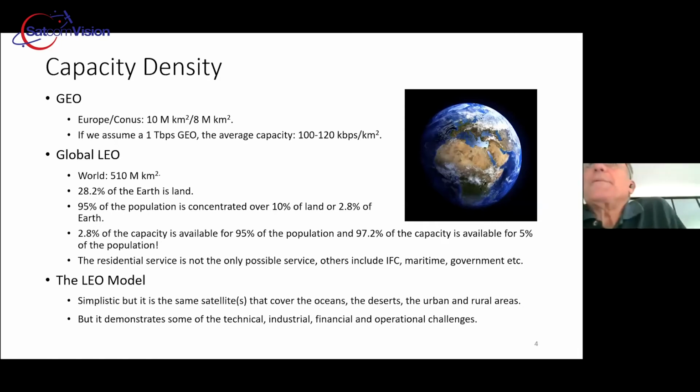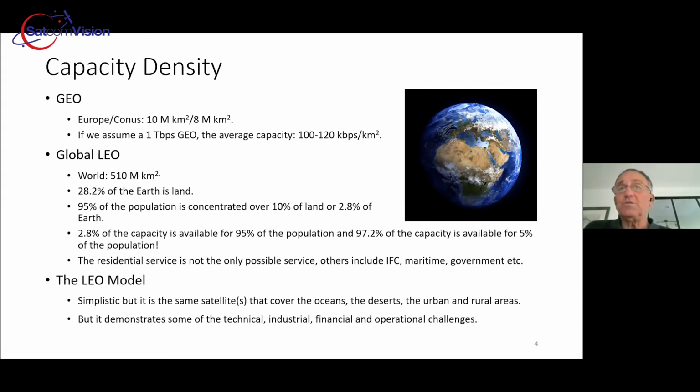We consider capacity density. With GEO, if we consider Europe or CONUS, that's 10 or 8 million square kilometers. So if we consider a terabit GEO system, a terabit VHTS, then the average capacity is between 100 and 120 kilobits per second per square kilometer.